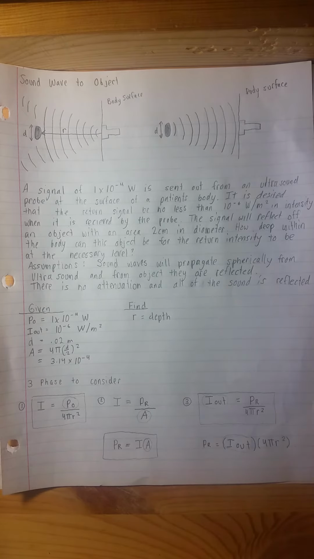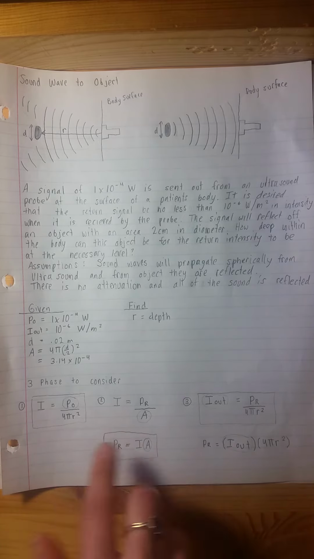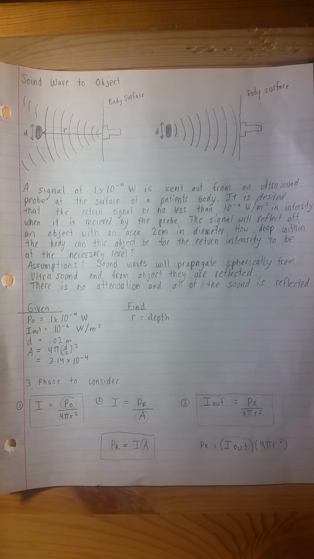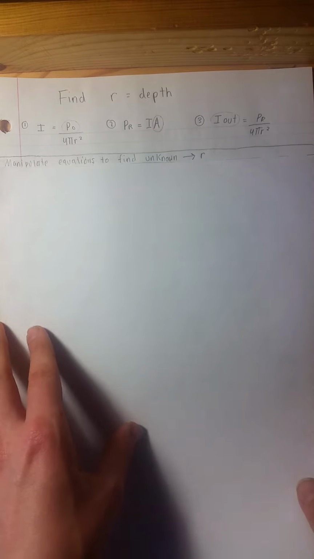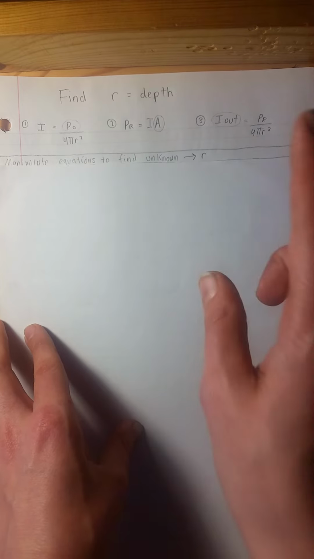There are a few different ways you can do the algebra to find the radius r that we're trying to find. You can set these intensities equal, and then take this reflected power and plug it in there. But I found that algebra to be a little bit messy, so I'll show you how I did my algebra. To find r, the depth, we have those 3 phases, and we're going to manipulate them with algebra to isolate r.